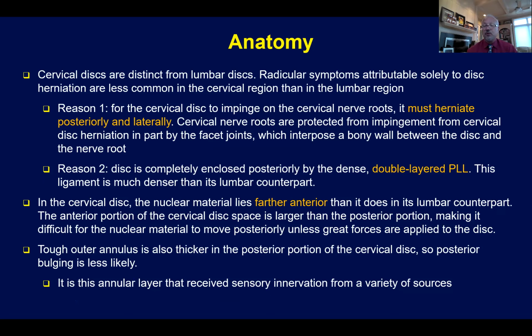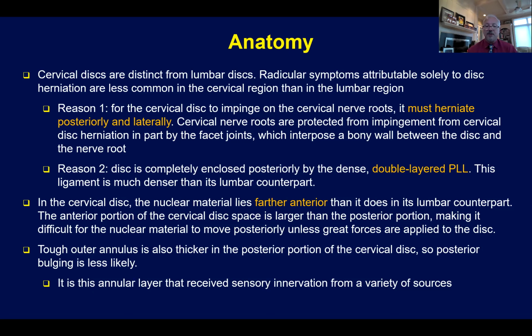For a cervical disc to impinge on a cervical nerve root, therefore, it must herniate either posteriorly or laterally, or a combination of posterior and lateral. Cervical nerve roots are protected from impingement by the facet joint, first and foremost. This imposes a bony wall between the disc and the nerve root, but also there's a stronger posterior longitudinal ligament, which is double layered in the cervical spine. This is another distinguishing feature of the anatomy of the cervical spine compared to the lumbar spine.